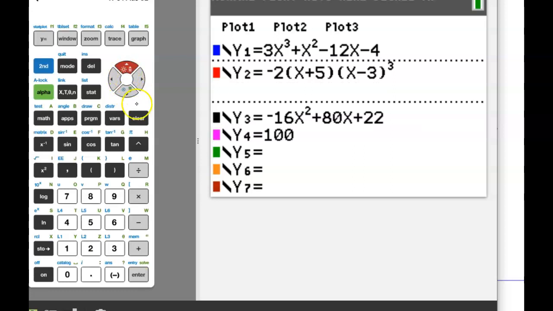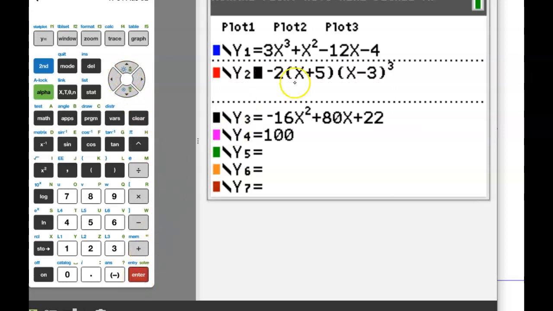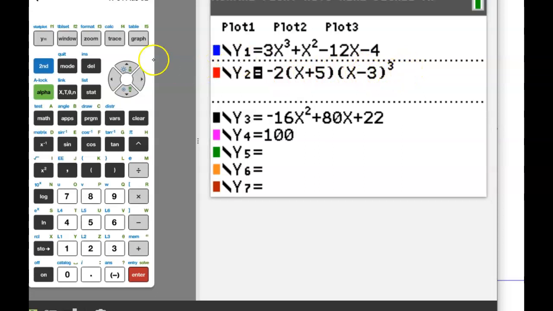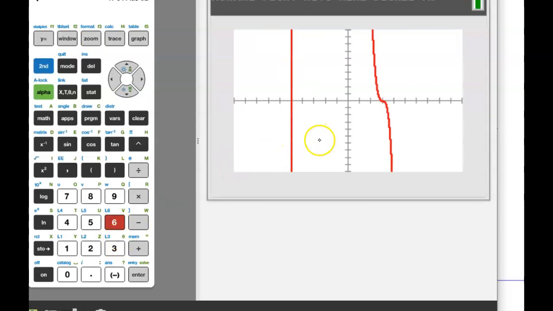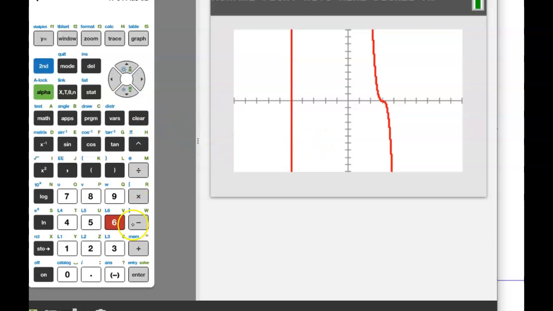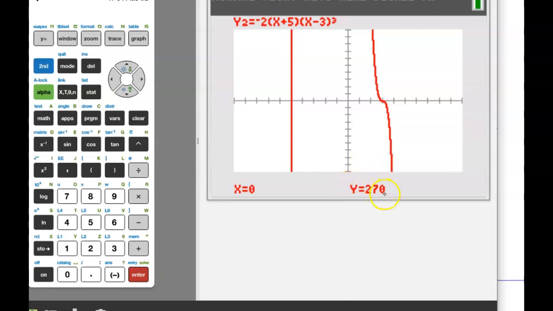I think it's this one. Is that the right one, guys? Negative 2, x plus 5, and x minus 3 cubed. All right. If I do a standard window, this is what I get. It wants to know the value at 0, so you could look at the table or you could do trace 0. When I do trace 0, it tells me 270.